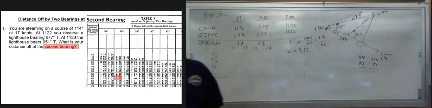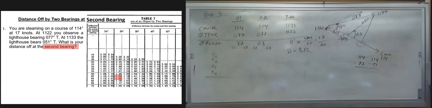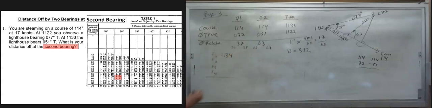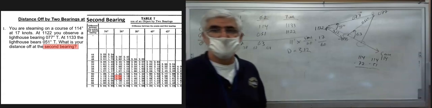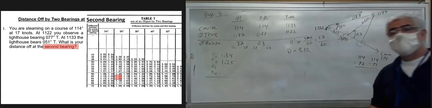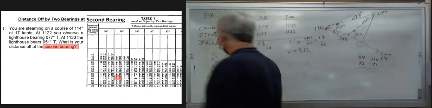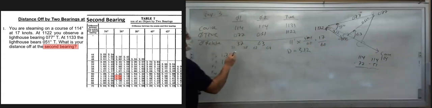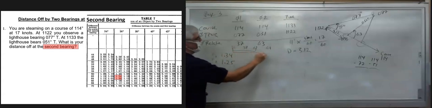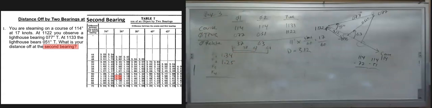What's factor 1? 1.34. What's factor 2? 1.25. Okay? Right there. Nick Lewis. I just did 36 62 and I did 36 64. But I need two more factors. What am I going to do for those other two factors?